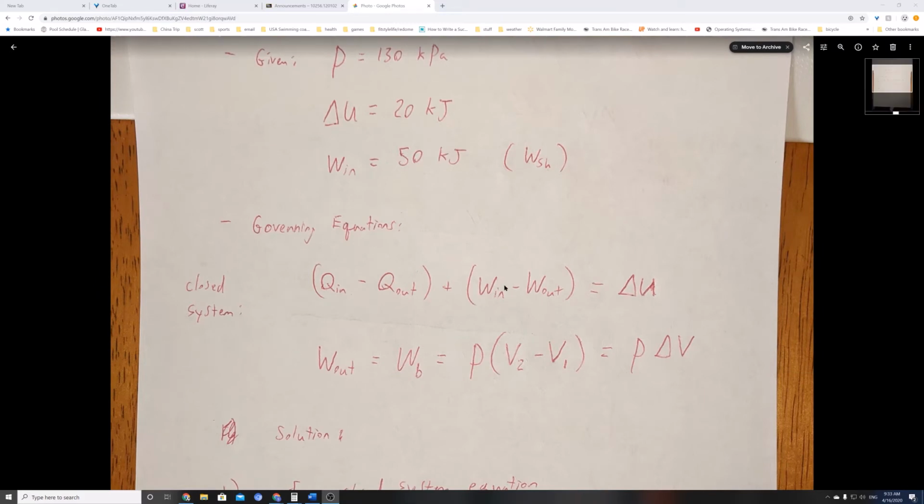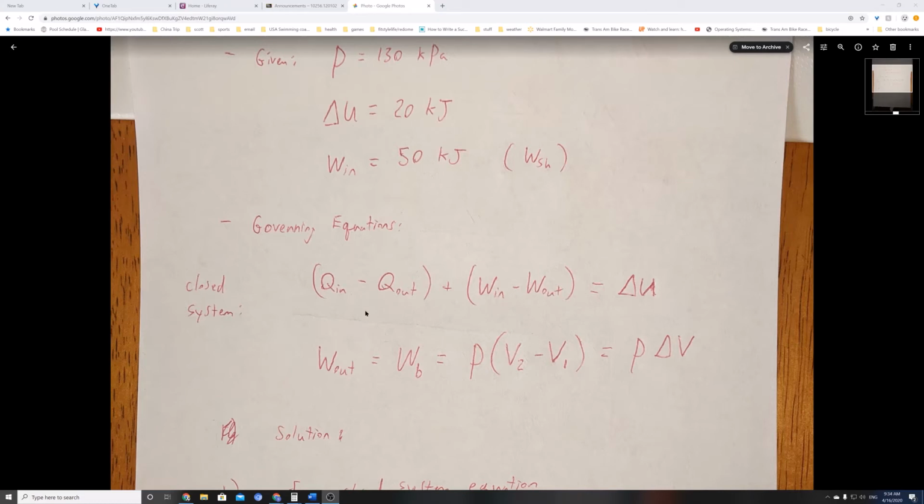Here's our energy equation for a closed system. So there's no mass entering or leaving the system. So what do we have? Heat in minus heat out, and then work in minus work out gives us the change in internal energy of that system. It's like whatever's coming in minus whatever leaves.